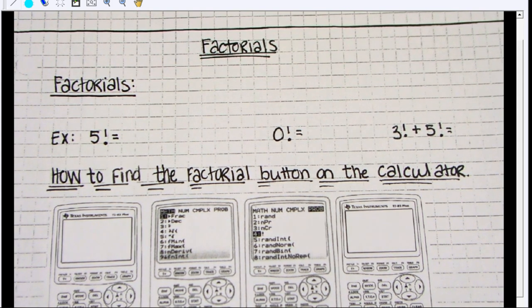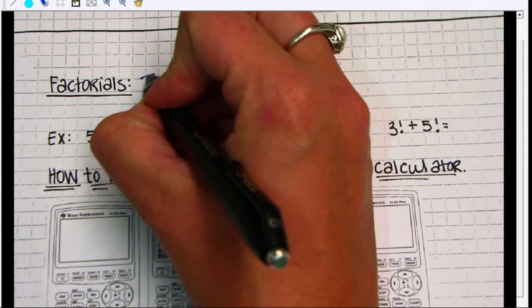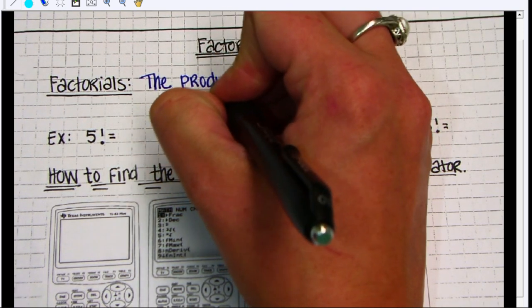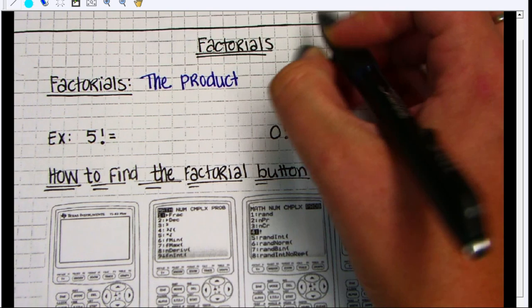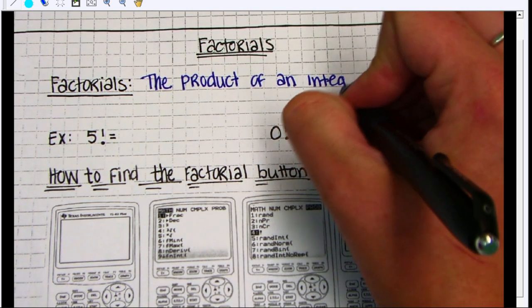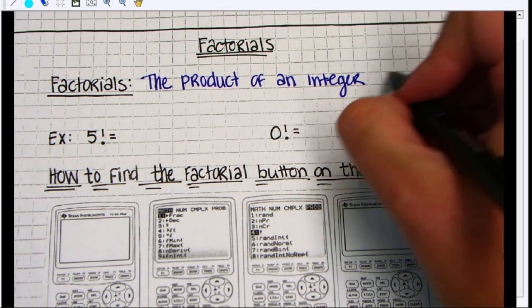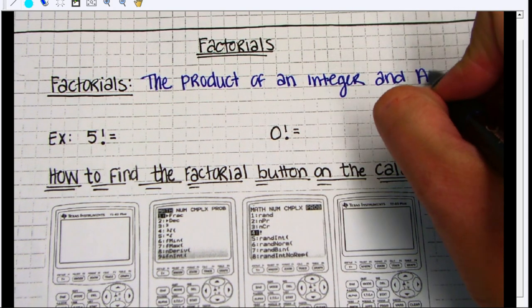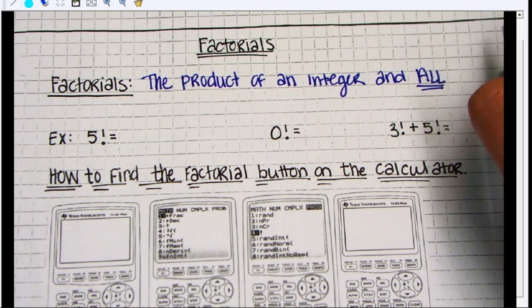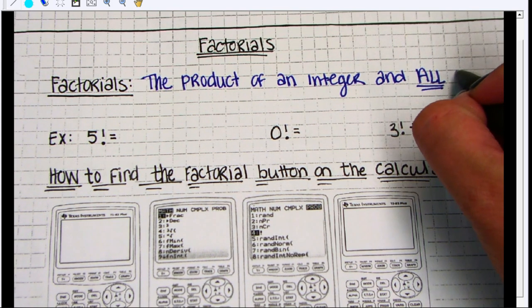So a factorial is the product. Product means multiply. The product of an integer and all the integers below it. You better look back on page 1.